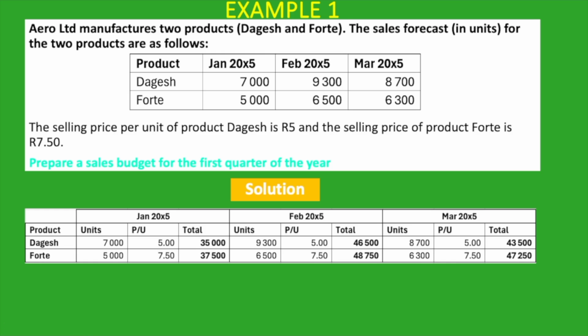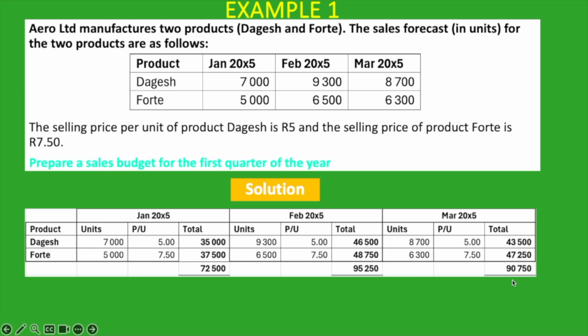That is why a sales budget is prepared. But it's also prepared to know how many units we need to sell in January. For Dagesh, we need to make sure we have 7,000 units in stock so that we can sell them, because this is what we anticipate to sell. And that is exactly why you prepare your sales budget. Now, for you to know how much money you receive in total, of course, I'm just going to add 35,000 plus the 37,500 for January, 46,500 plus the 48,750 for February, and we do the same for March.